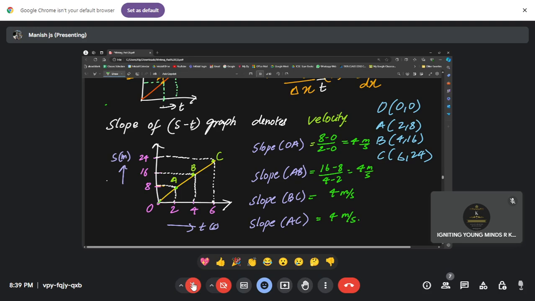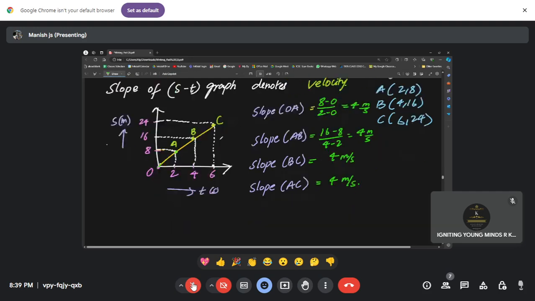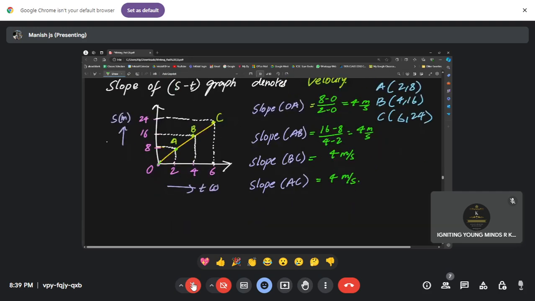So what do you observe from this graph? Can we conclude that slope is constant throughout for this given graph, right? So by the values that you have calculated, it is quite evident that slope is constant. So as the graph is linear, you can see that for linear graphs, slope is always constant. This is an important point to be noted. So for linear graphs, slope is constant.